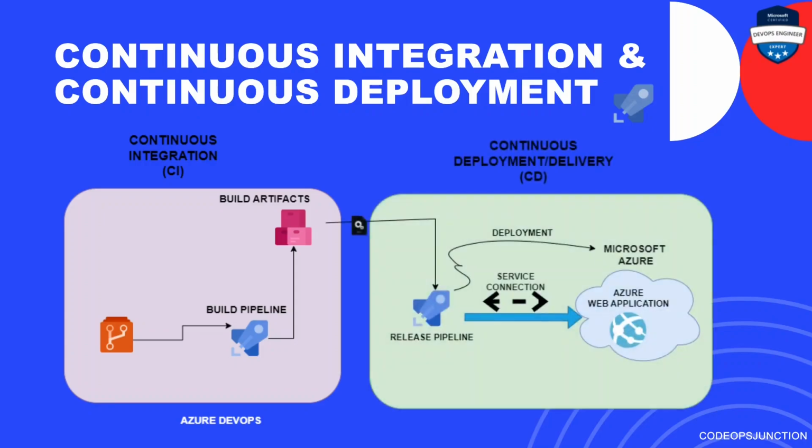Then we can see continuous deployment or delivery. We are taking our build artifacts to the release pipeline, and the release pipeline is creating a service connection to any third-party service like Microsoft Azure or GitHub, and deploying our artifacts to the third-party provider via the service connection. So this deployment process is called continuous deployment or delivery. I hope you understood.